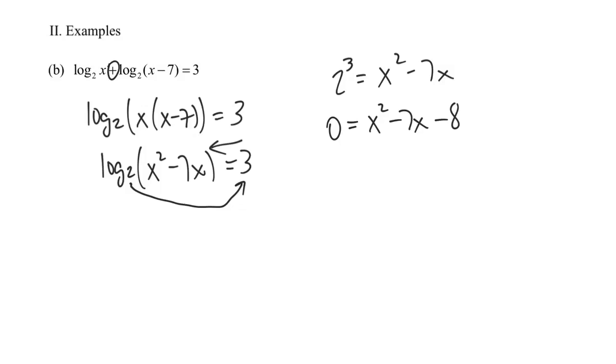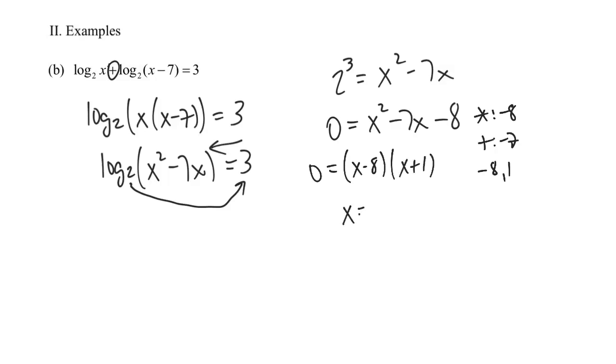Now, I need a solving method. I think this will factor, and so I would need factors that multiply to negative 8 and add to negative 7, and so I believe that that would be negative 8 and positive 1. And so if I just go ahead and factor this, since the lead coefficient is a 1, I can skip a lot of the details here. And so what am I going to get as my answers? x is equal to 8 and x is equal to negative 1.